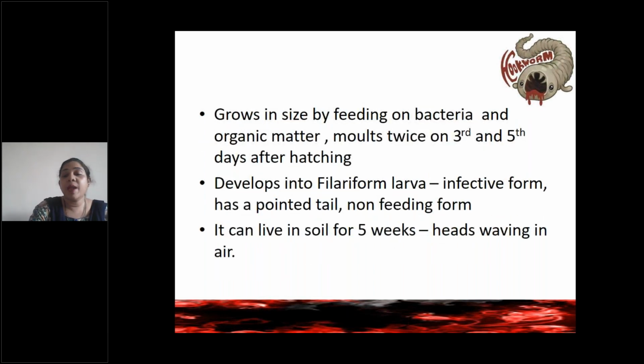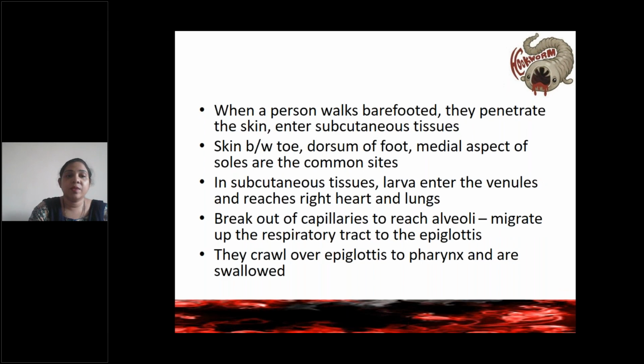Okay. Now, how does man acquire infection? When a person walks barefooted, they penetrate the skin and enter subcutaneous tissues. Sites include skin between the toes, dorsum of foot, and medial aspect of soles.